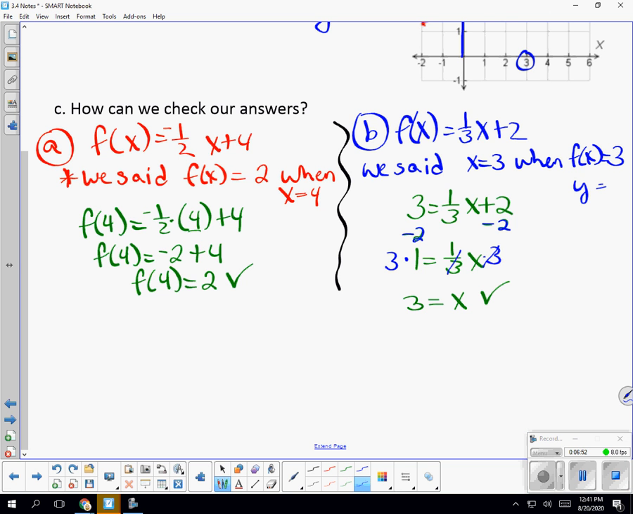For letter B, we said that x equals 3 when my f of x, or my y, equals 3. Put this here, y equals 3. So we took our f of x away, or our y away, and we plugged in 3. And we solved for x. And here you can see we found that x also equals 3 when y equals 3. That's it for this section.